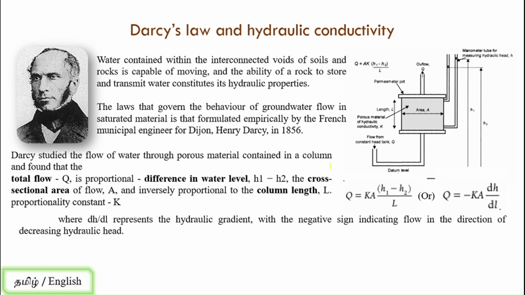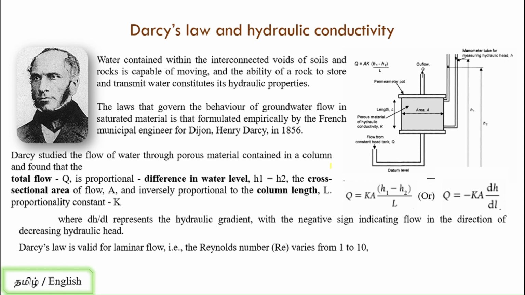Is that clear? Okay, but remember, Darcy's law is valid for laminar flow. If you are discussing the flow of water, there are two types of flow: one is laminar flow and the other is turbulent flow. If the velocity of water, according to Reynolds number, is less than 1, it is called a laminar flow, and if it is higher than 1, then it is called a turbulent flow.